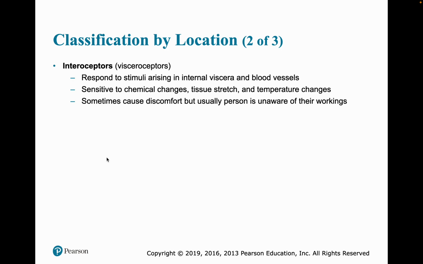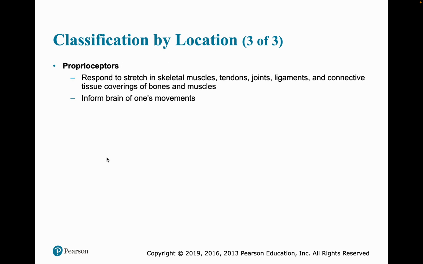Interoreceptors or visceroreceptors are going to respond to stimuli within the body from our internal viscera and blood vessels. They're sensitive to things like chemical changes, stretch, and temperature. Sometimes they cause discomfort, but usually we're unaware of their workings unless they're at extremes. Proprioceptors are going to respond to stretch in skeletal muscles, tendons, joints, ligaments, and connective tissue, and they are helping to inform our central nervous system of movements and position of our body at any given time.